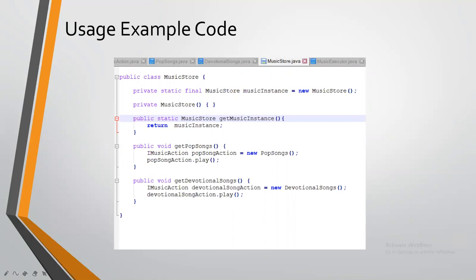If we want to make this MusicStore class a singleton, we should follow some common steps. The first step is to create a private static instance of the class. The second step is to make the constructor of this MusicStore class private. Here we can ask why we should make this constructor private, because we don't want to create the object of the MusicStore class anywhere. The third step is to create a public static method. Here I have created the getInstance method, which will return the instance of the MusicStore class. I also have two methods, getPopSongs and getDevotionalSongs.